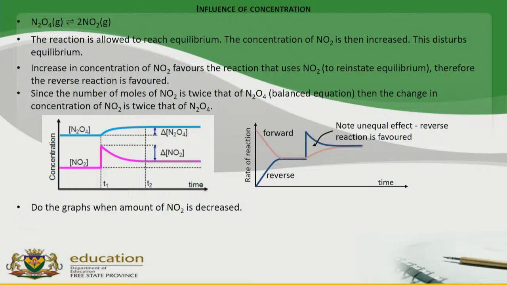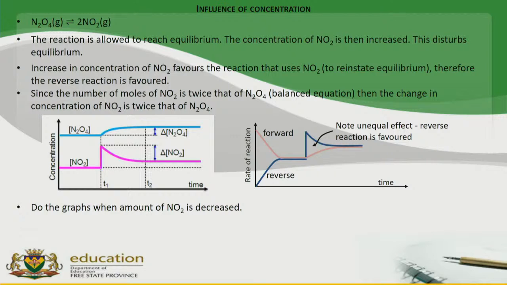Remember, you increase the concentration of NO2. Therefore, you increase the rate of the reverse reaction, because NO2 is a reactant for the reverse reaction. So as the rate of the reverse reaction increases, then NO2 is used and N2O4 is formed. Therefore, NO2 as it is used, its concentration decreases, and N2O4 as it is formed, its concentration increases. So NO2 is a reactant for the reverse reaction. It means the rate of the reverse reaction will decrease. N2O4 is a reactant for the forward reaction. It means the rate of the forward reaction will increase until new equilibrium is reached.